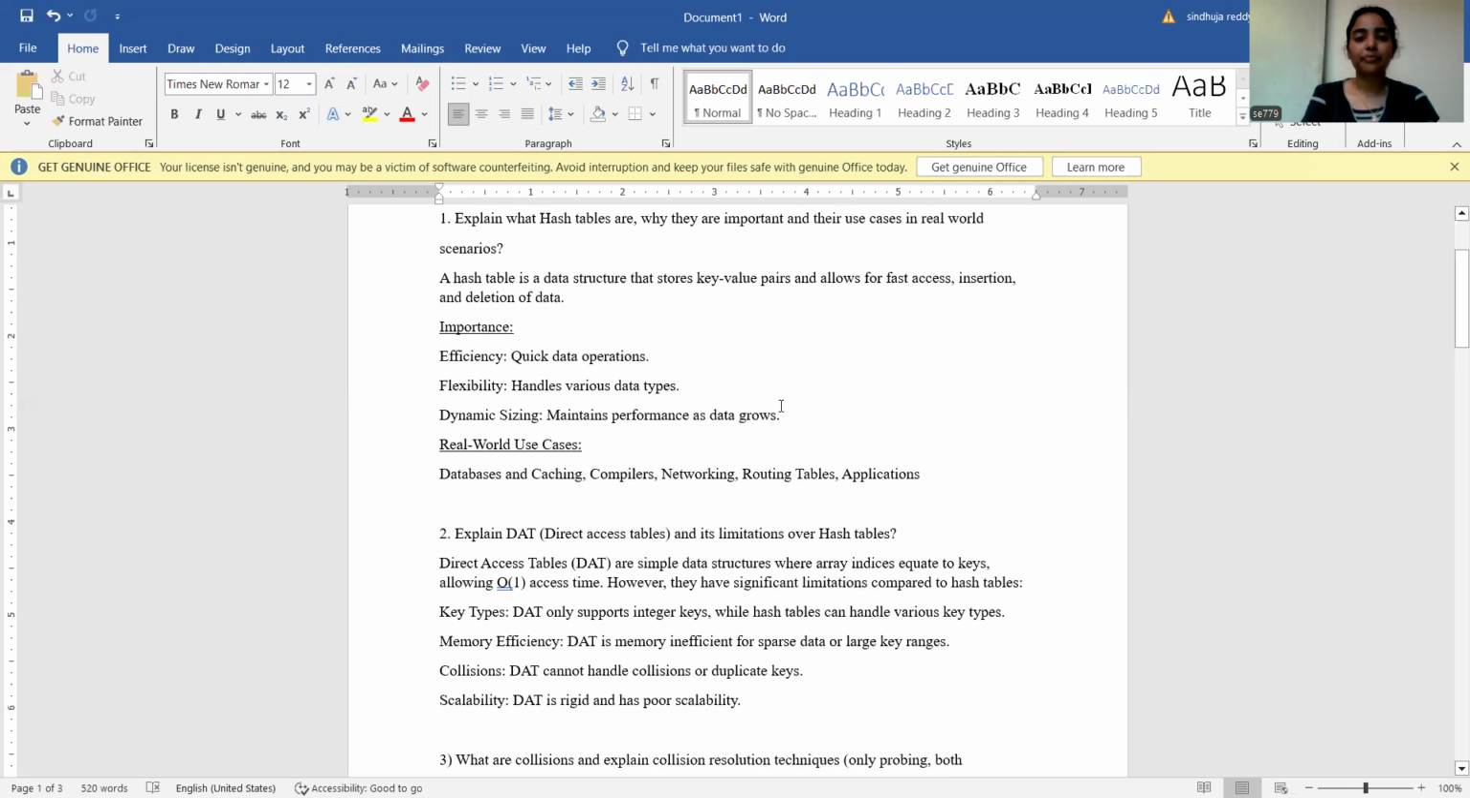A hash table is a data structure that stores key-value pairs, and it allows for fast access, insertion, and deletion of data. Its importance lies in efficiency, flexibility, and dynamic sizing. Real-world scenarios include databases, caching, compilers, routing tables, and applications. Those are the real-world uses and the importance.